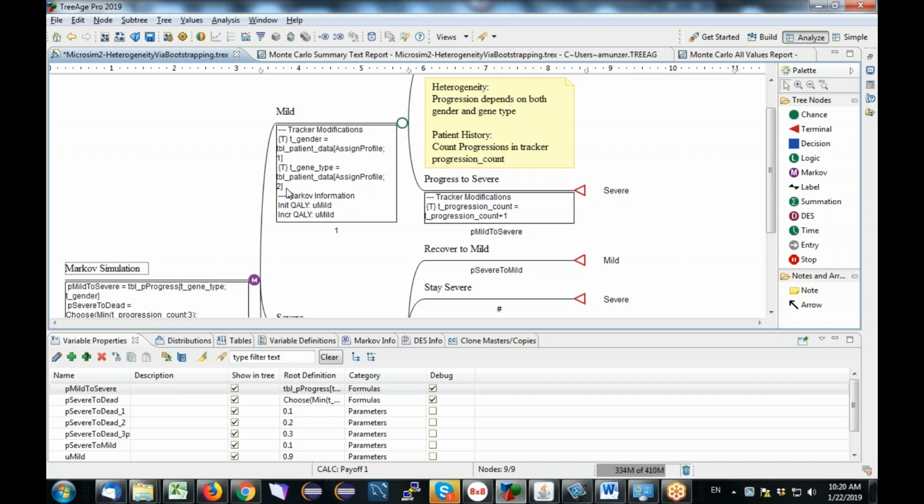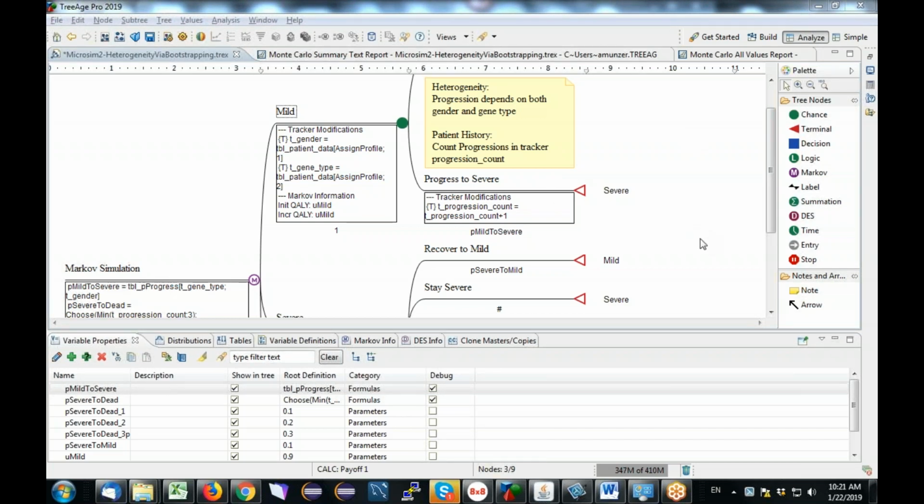So when a patient enters the model, the first thing that happens is they get assigned a profile. And then as they go into the first state, I take that profile and assign the gender and the gene type to that individual. And you might say, well, why are you putting it in trackers? If I do that, I can do some filtering later and look at the results for, let's say, gene type 1 separately from gene type 2 in case I want to see if subgroups have different results. So thank you very much for that question. That was really very helpful.